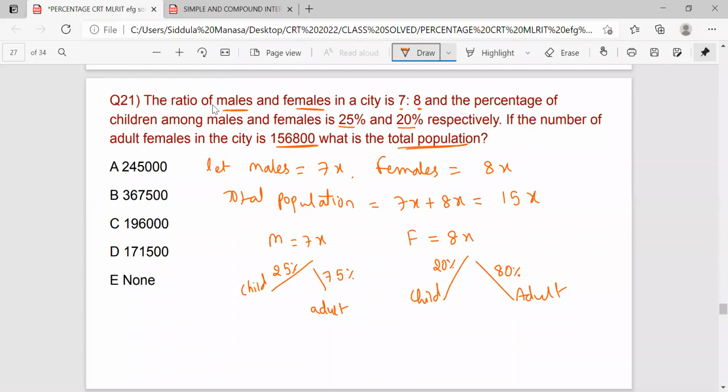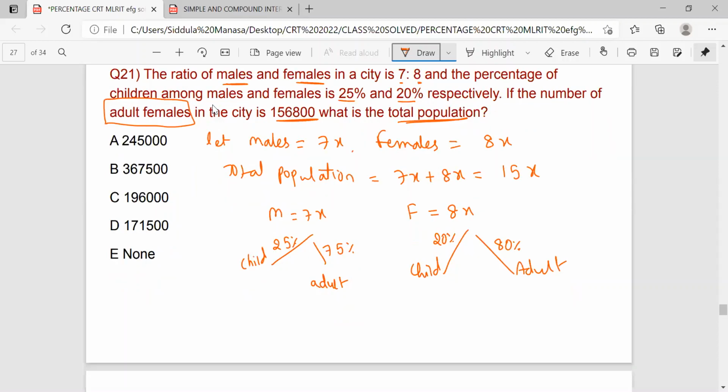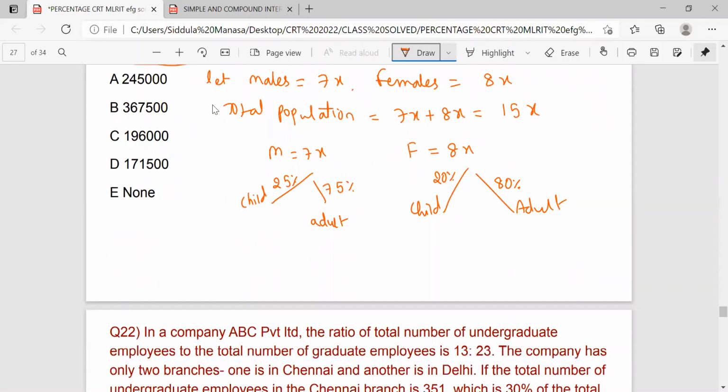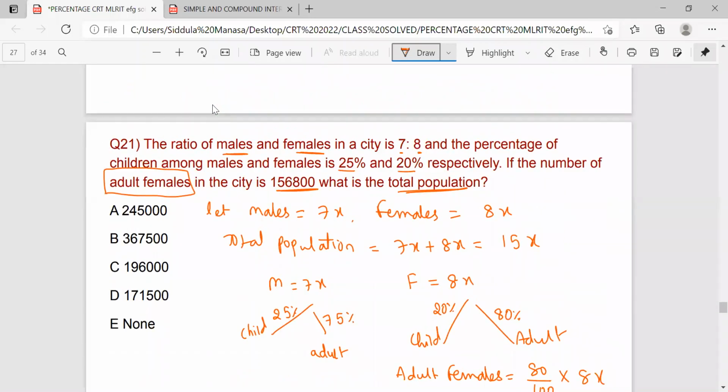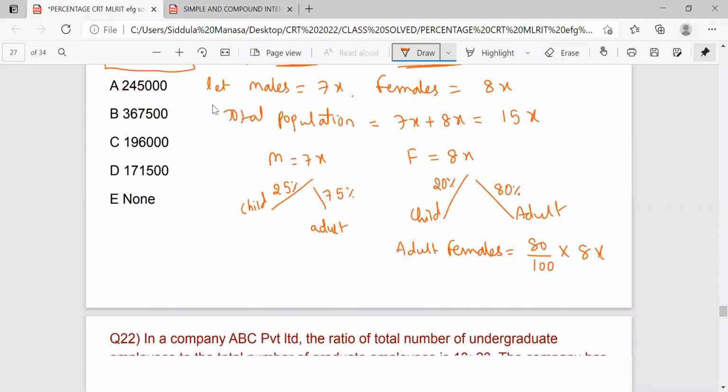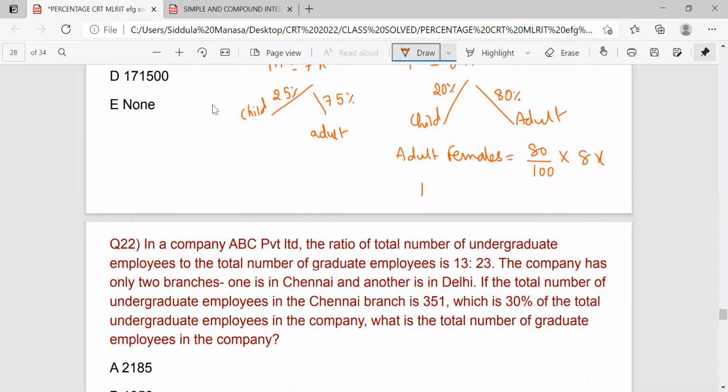Now we're talking about what? Adult females. So underline the word adult females. So calculate adult females. On the females 8x, 80% will be called what? Adult females. So here what I'll write? Adult females is equal to 80% means 80 by 100 and females value, which is 8x, and clearly adult females value is mentioned what? 1,56,800.